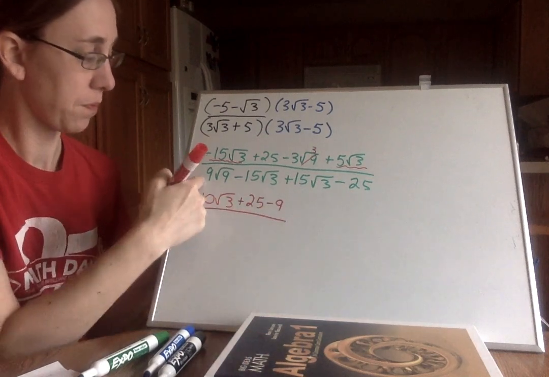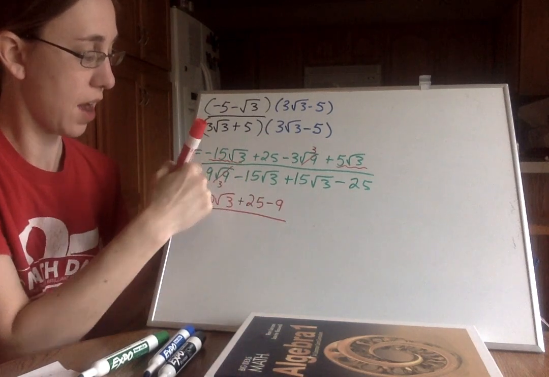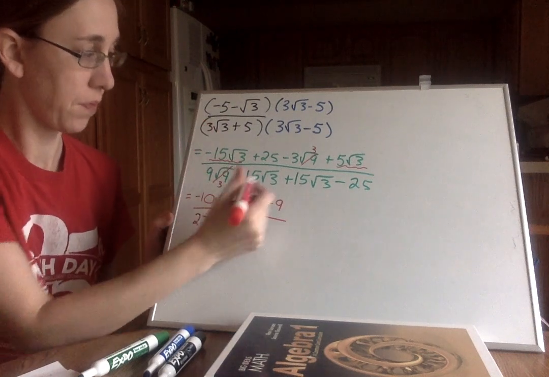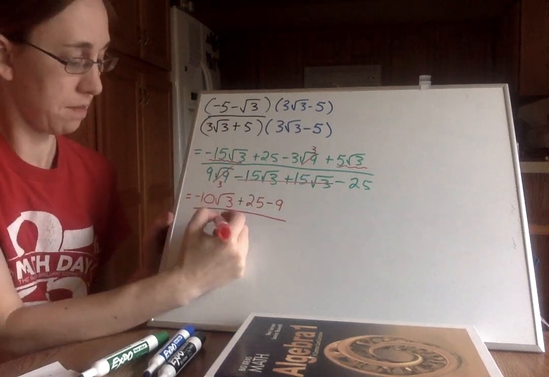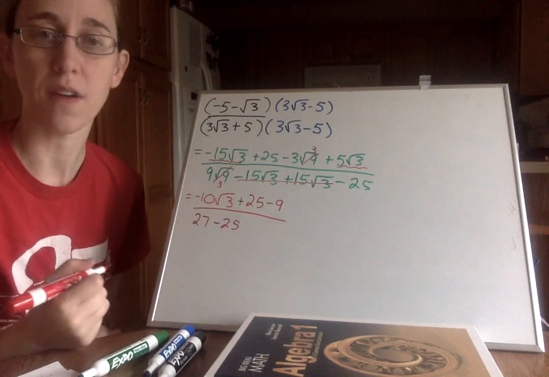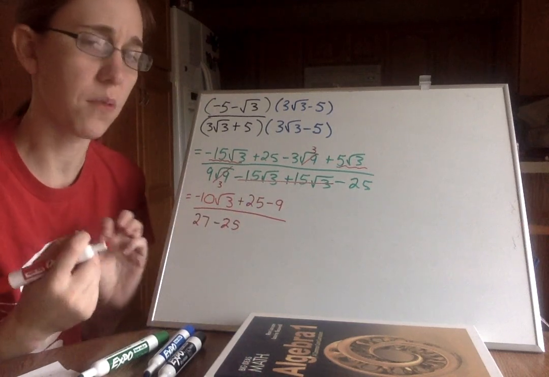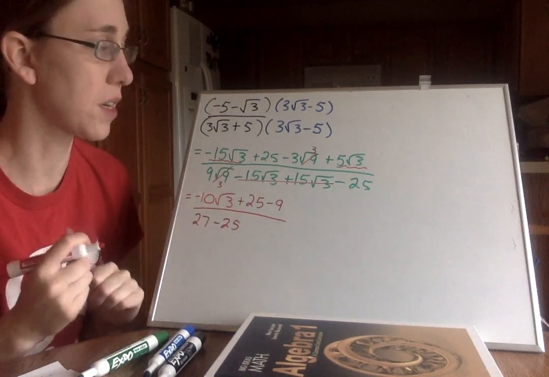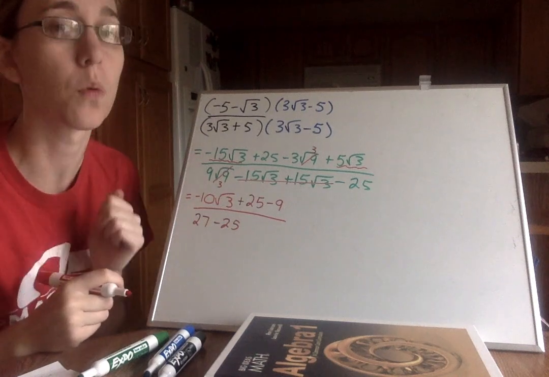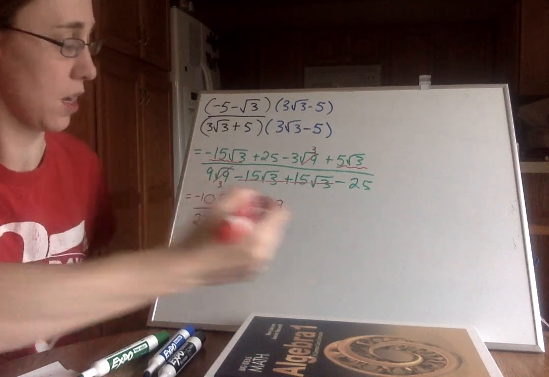In the bottom, well, square root of 9 is 3. 9 times 3 is 27. Middle guys cancel out again. Minus 25. So sometimes you can do a lot of the work in your head and not have to write as many steps out. If you want, write out more steps so that you don't make mistakes.